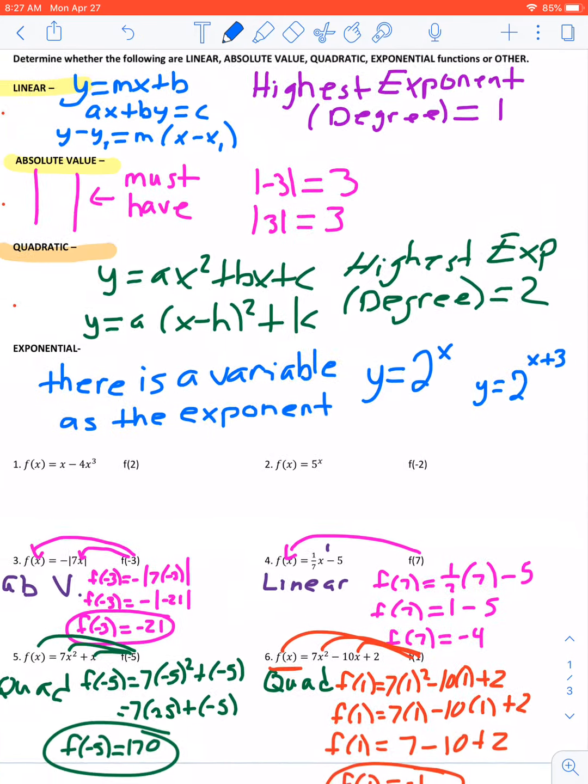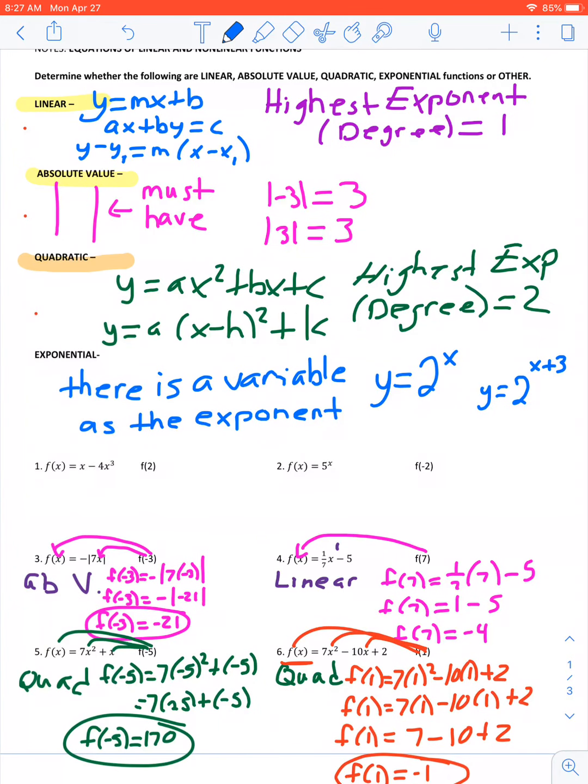So what we're going to do today is identify exponential functions. For the top, we're going to identify exponential functions and other functions. How we're going to classify other functions today is if they don't fall into being a linear, an absolute value, a quadratic, or an exponential, we're going to put them as other. So if they don't qualify to go into those four categories, we put them as other. Again, we're focusing on exponentials today.